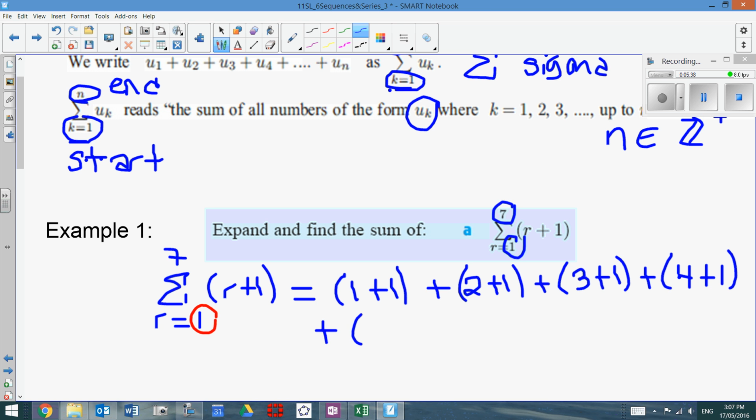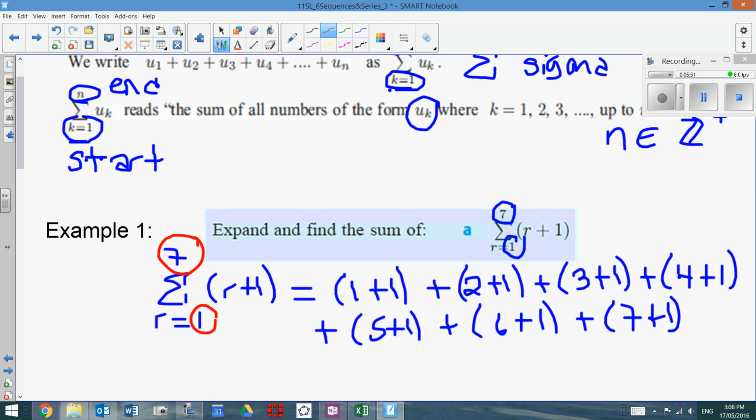And 5 replaces r. And I'm going to do this for 6. And then I'm going to go up to 7. And I'm going to stop, because 7 is my last value that I substitute in. And now it's just a matter of adding all these values together and coming up with my total.